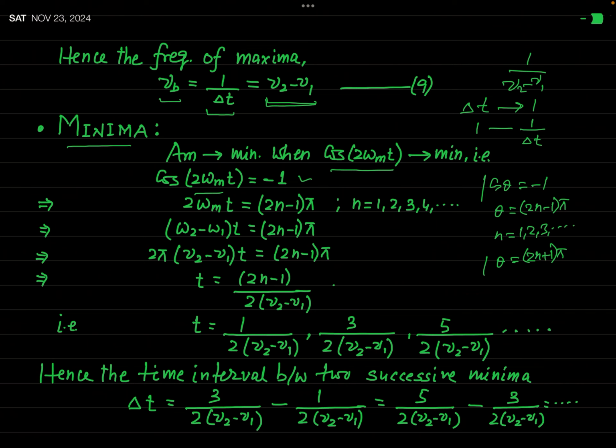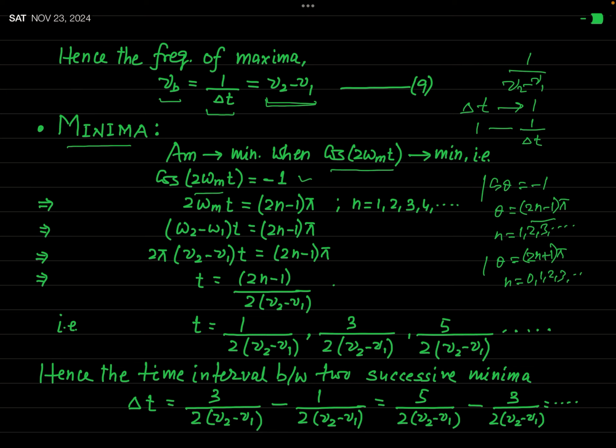But when you take theta equal to (2n plus 1) into pi, then you have to take n equal to 0, 1, 2, 3. You have to include 0 for the value of n. But when you take the odd number as 2n minus 1, then n will start from the value 1.